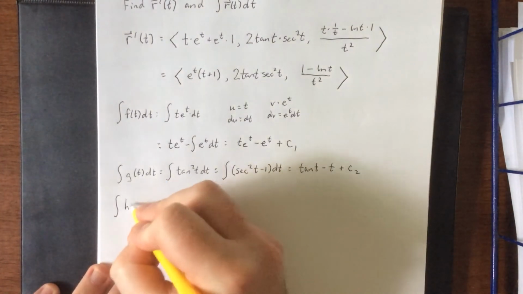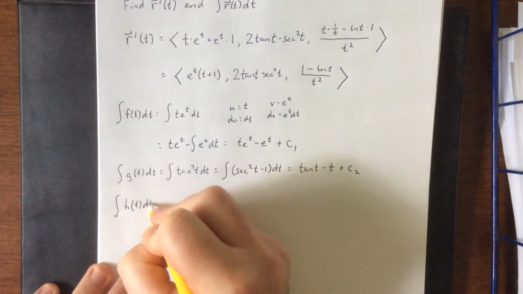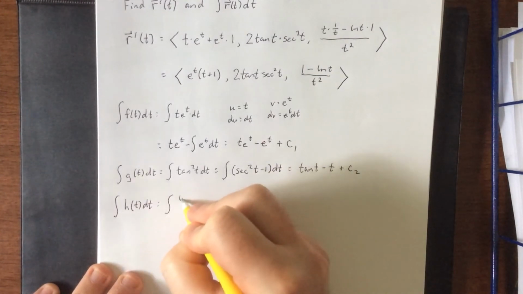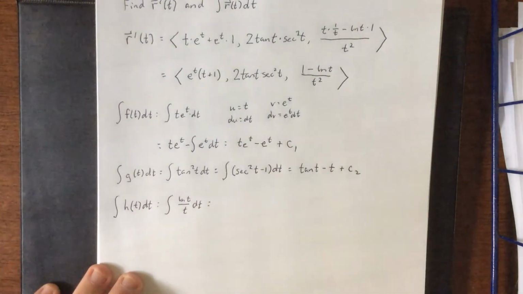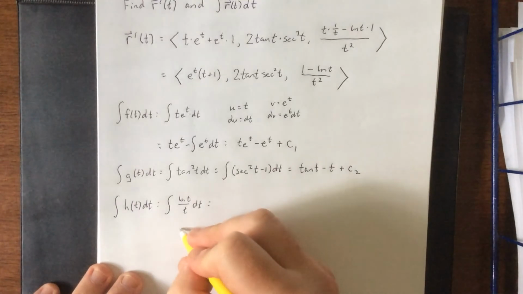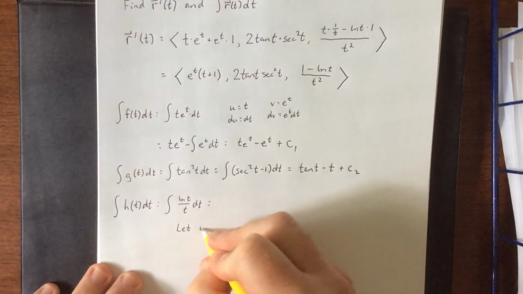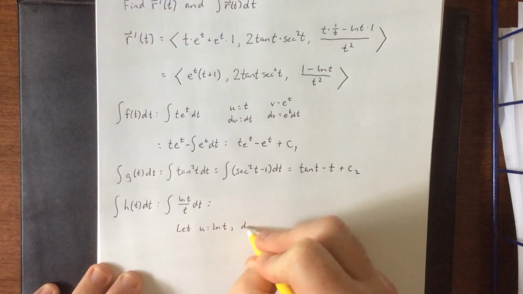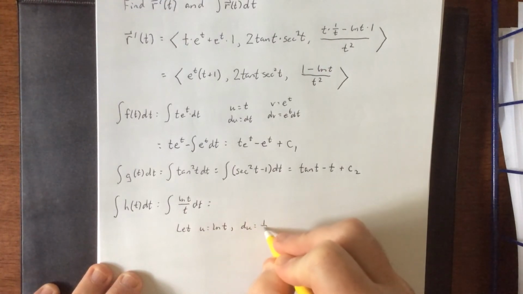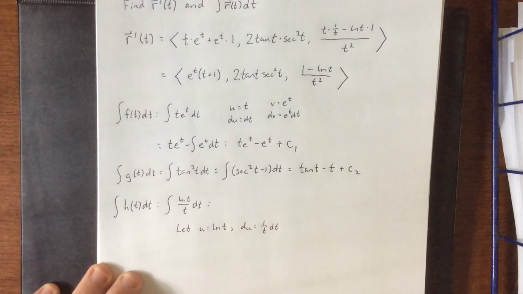And finally, for h of t, we are integrating the natural log of t divided by t dt. There are 2 ways to do this one. One way would be integration by parts. The other one, which should be a little more straightforward: we're going to let u be equal to the natural log of t. Therefore, du is going to be 1 over t times dt.